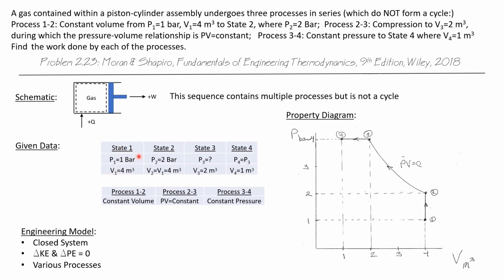We can create an engineering model. We're dealing with a closed system. We'll assume there's no change in kinetic or potential energy during this sequence of processes. And we're going to define precisely what it is we want. We want to find the work done by each of these 3 processes.